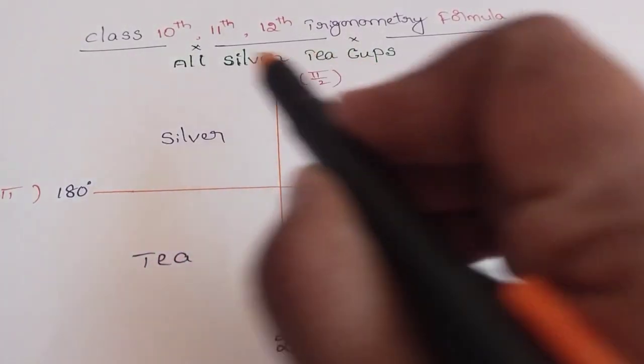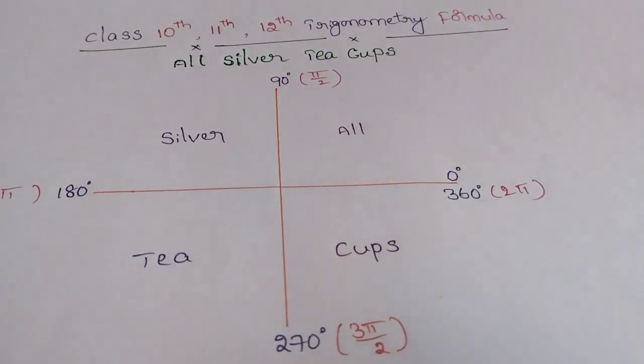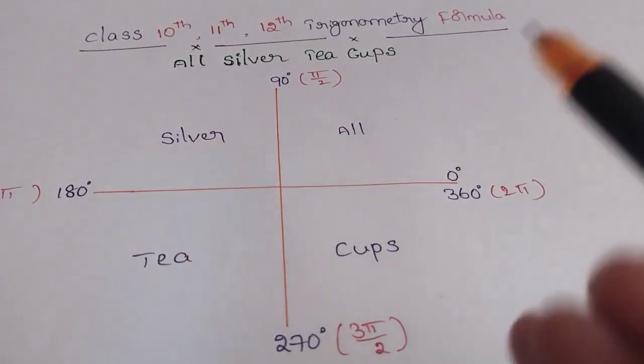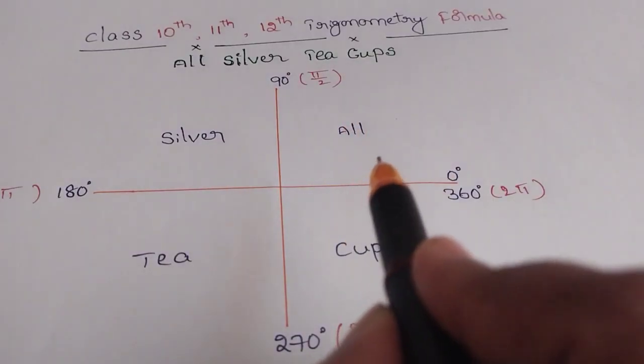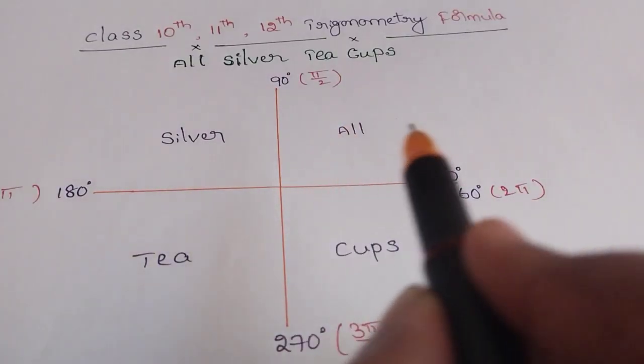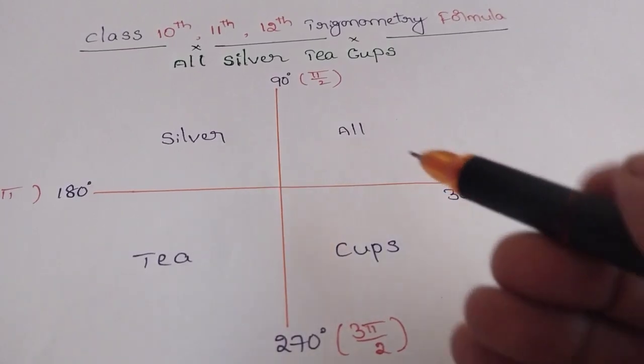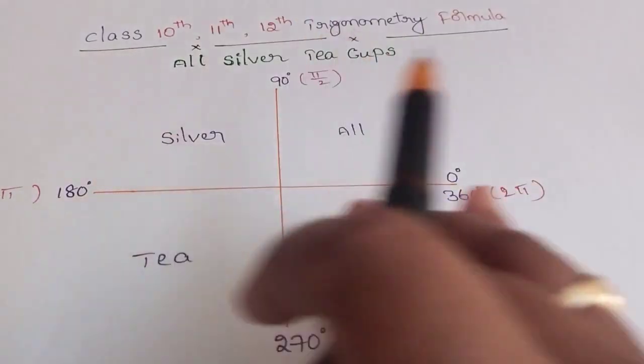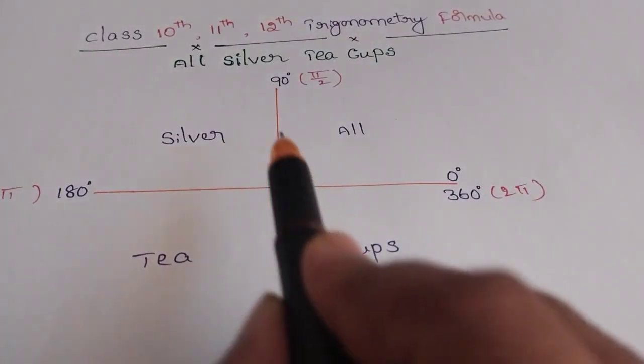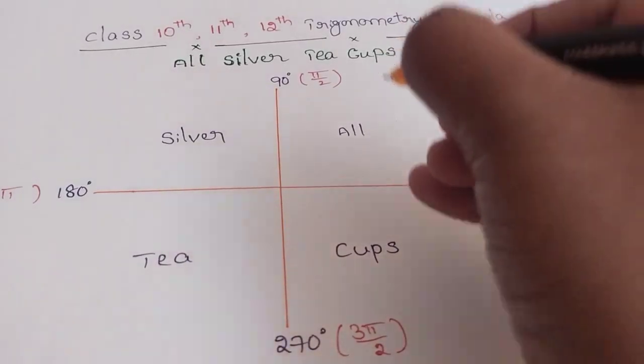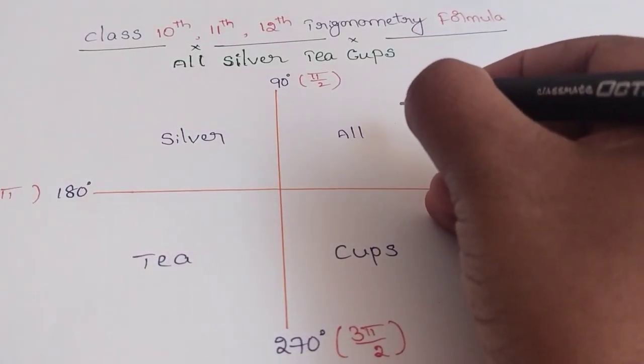In trigonometry, what is "All Silver Teacups"? By using this sentence, we will frame the formulas and conversions. So, first we take a plane. This plane is going to divide into 4 quadrants. So, we will give names for these quadrants.